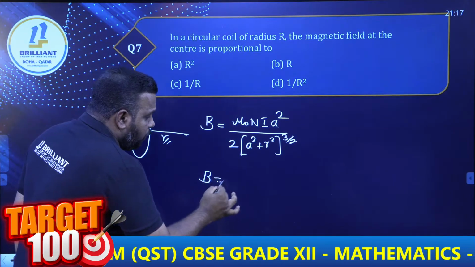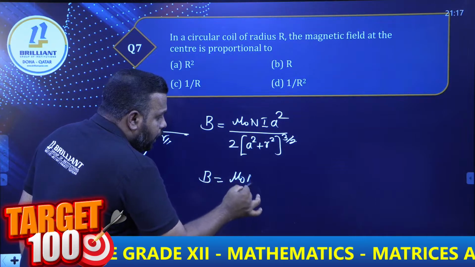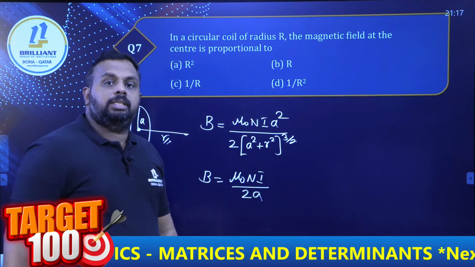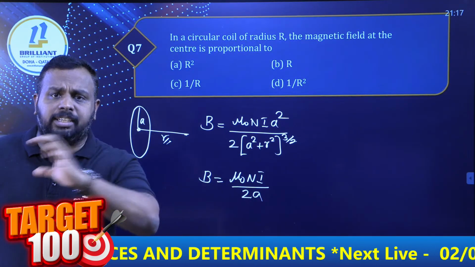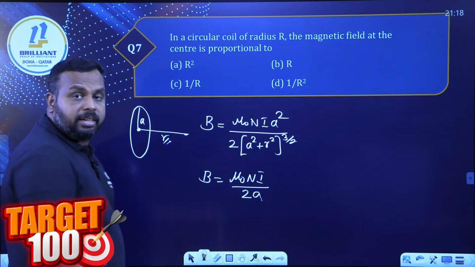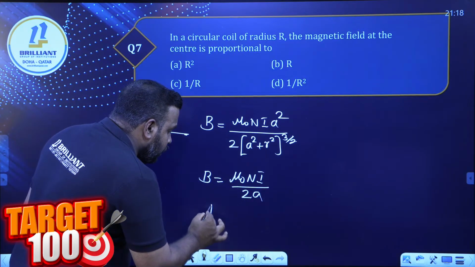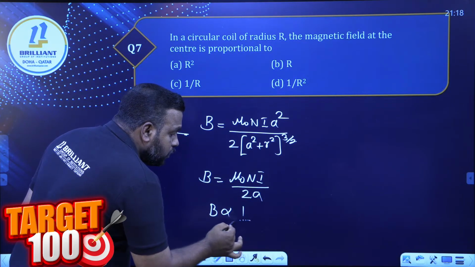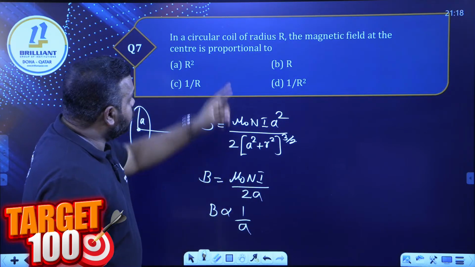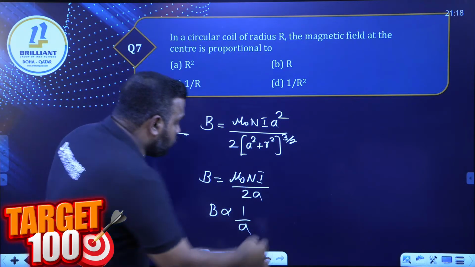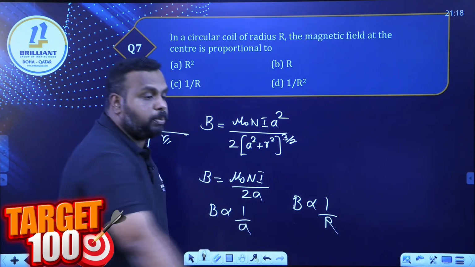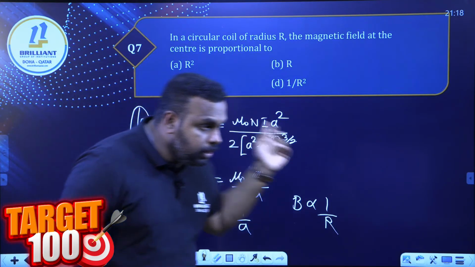So what is the result? At the center, we have the formula mu naught N I by 2a. This is the expression for the magnetic field at the center of a coil. What is a here? Radius. So the question is how B and radius are related. B is inversely proportional to the radius a. Magnetic field at the center is inversely proportional. In this question, the radius is given as R. So what can we write? B is inversely proportional to R, or directly proportional to 1 by R. Option C is the right answer.